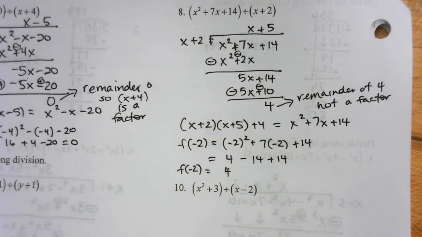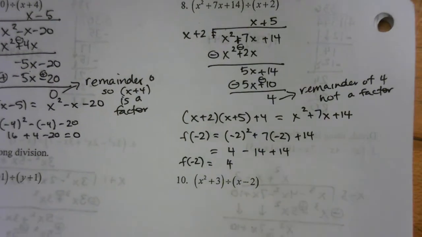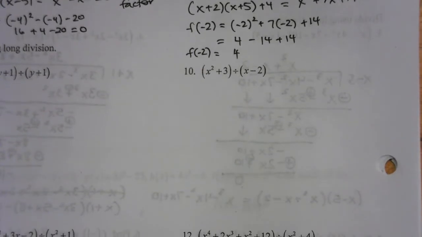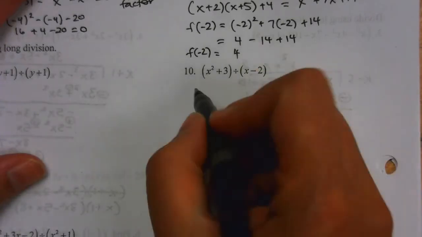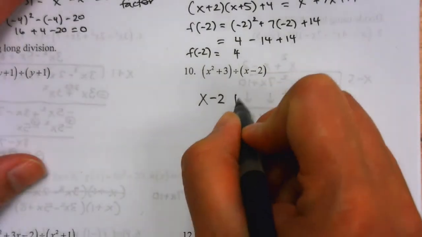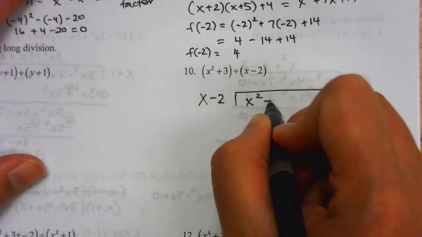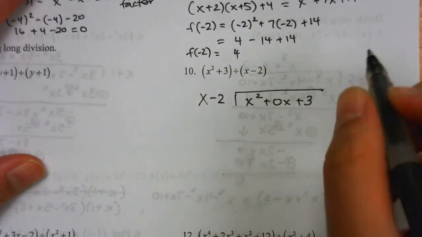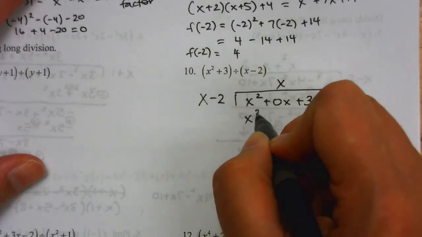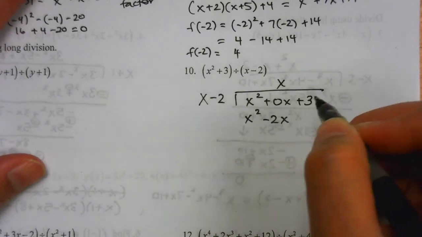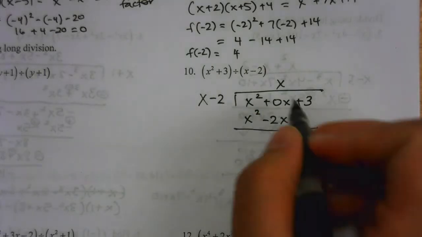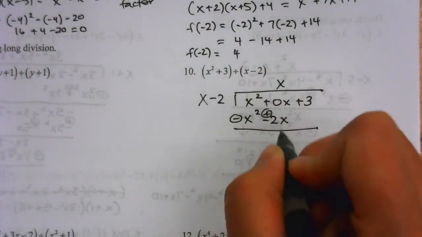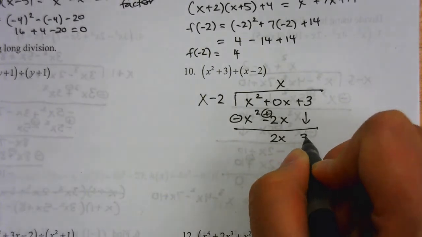So on number 9, it's straightforward like we were just doing. On number 10, we're going to add a 0x because I am missing that 0x term. I have x squared plus 3, but I am missing the 0x term, so I write it a little bit differently. We have x minus 2 being divided by x squared plus 0x plus 3. So I'm going to multiply by x, and then I have a minus 2x. I am going to subtract, change the signs here, and bring down this 3.